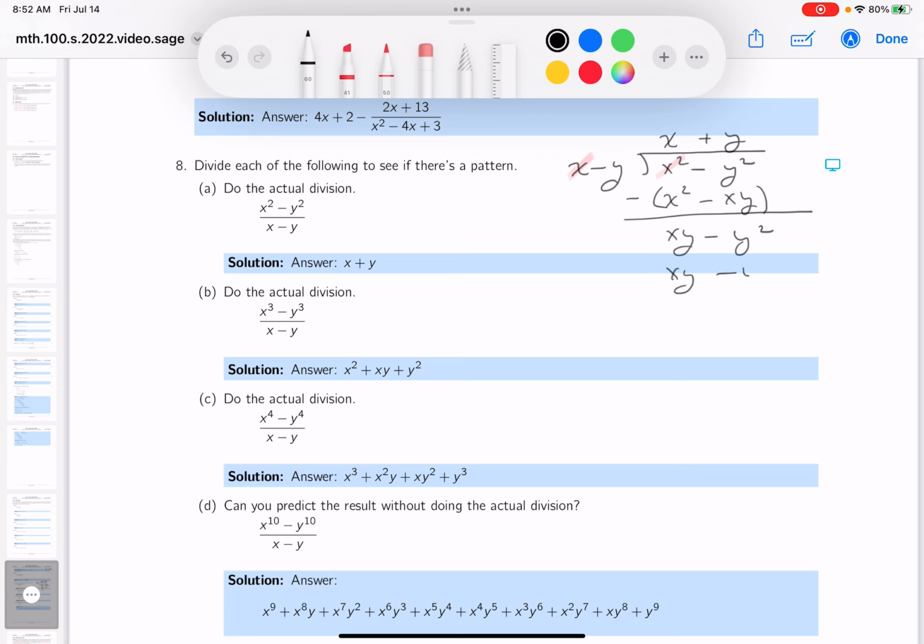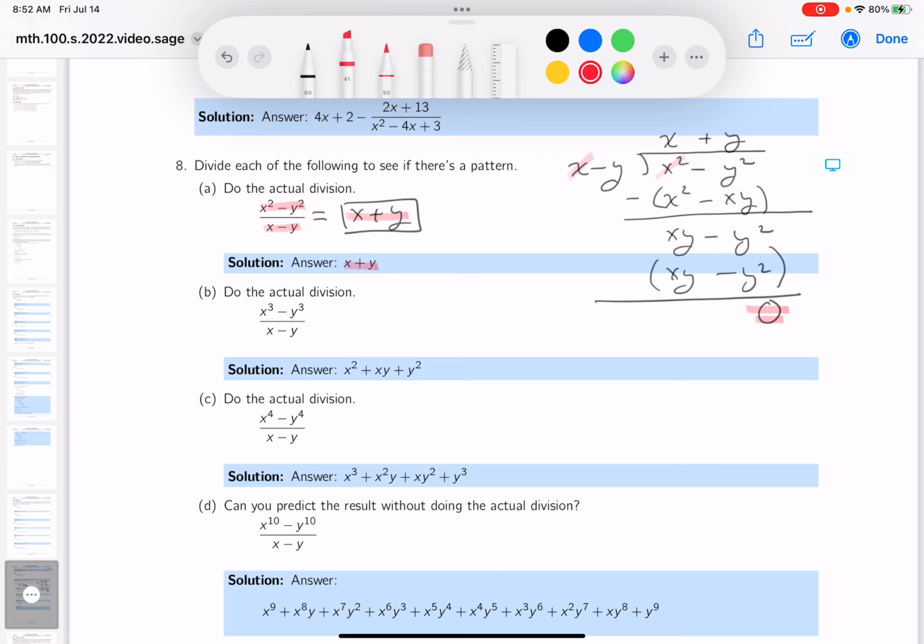Xy minus y squared. What are you going to do now? Subtract. You get 0. So what's the answer over here? The answer is going to be x plus y. All right? So again, divisor, whoops, sorry about that. Dividend, quotient. This is the remainder. Let's look at the key, x plus y.